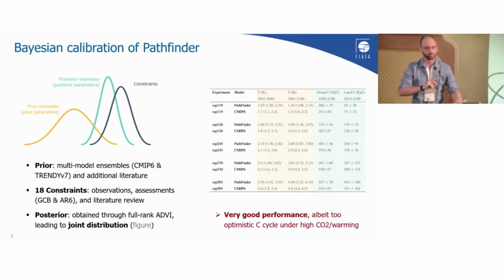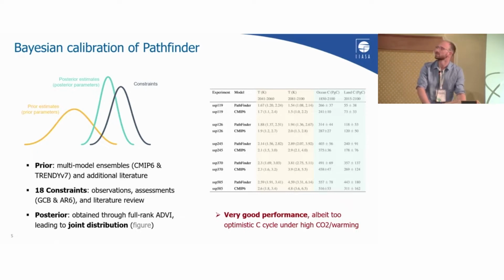So how do we calibrate the model and the parameters? It's quite simple. It has 21 variables and 70 parameters. We have a prior estimate that comes from multimodel ensembles, basically CMIP6. And we constrain our variables with 18 constraints that come from historical observations or assessments. And so we get this joint distribution that is a mix between those historical constraints and the model's parameters.